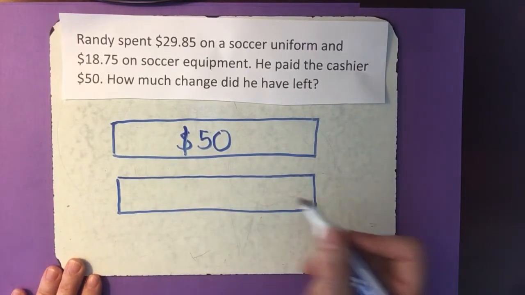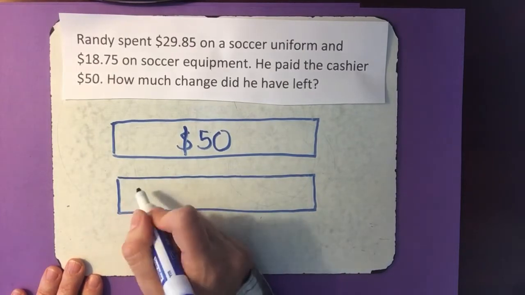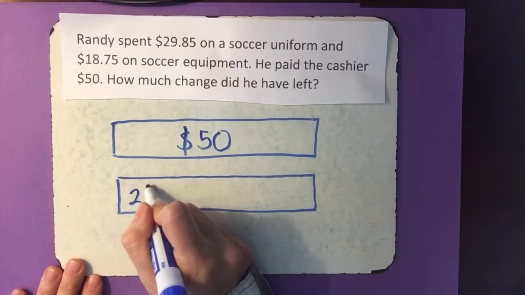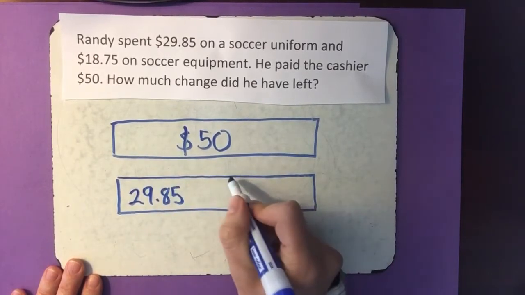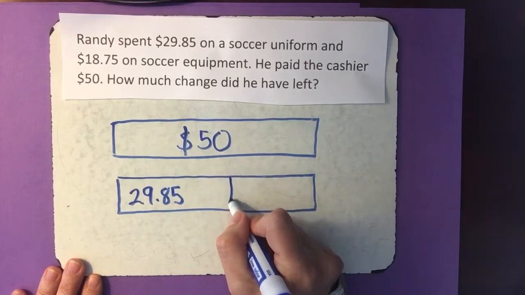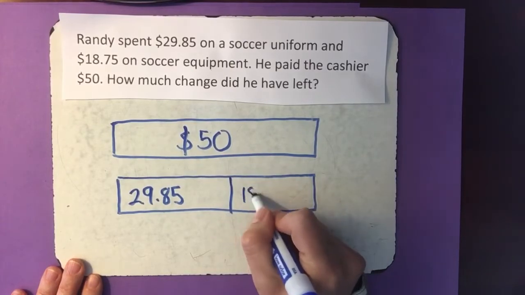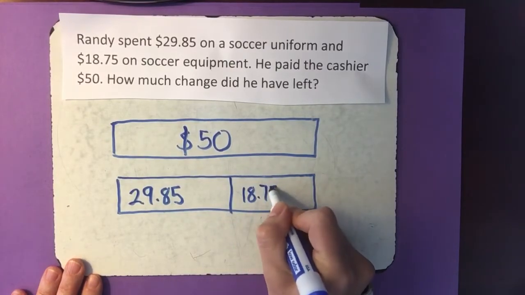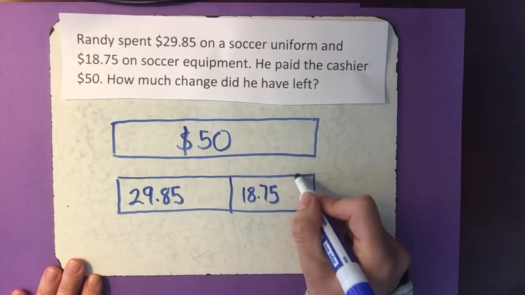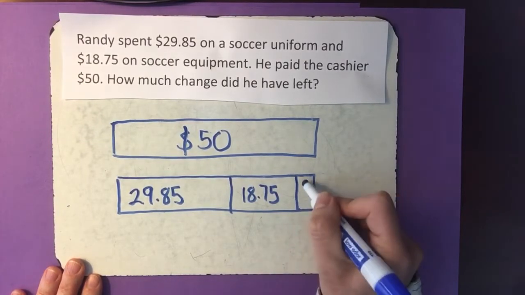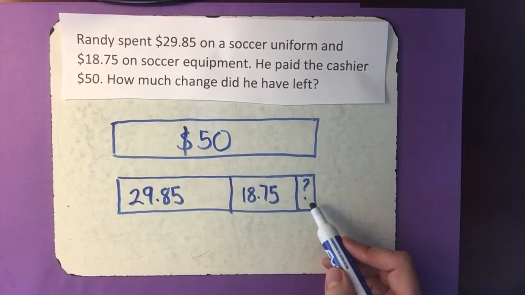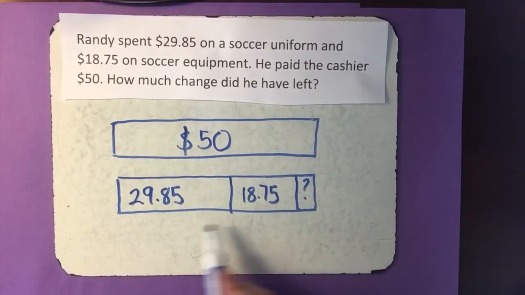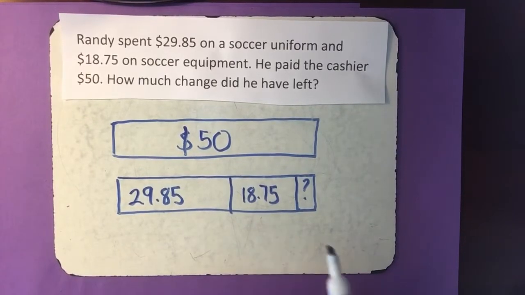Okay, so he bought a uniform for $29.85, and he bought soccer equipment for $18.75, right? Now the question is, how much change does he get back? So out of all the $50, what does he get in return? So this is how we would set up a bar model to show how to solve this problem.